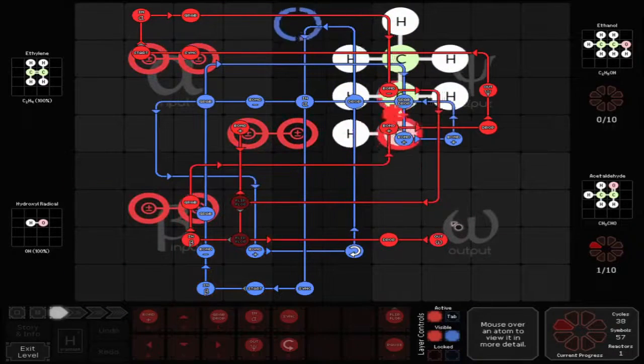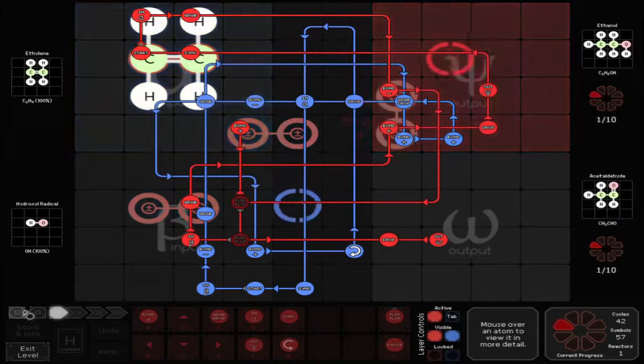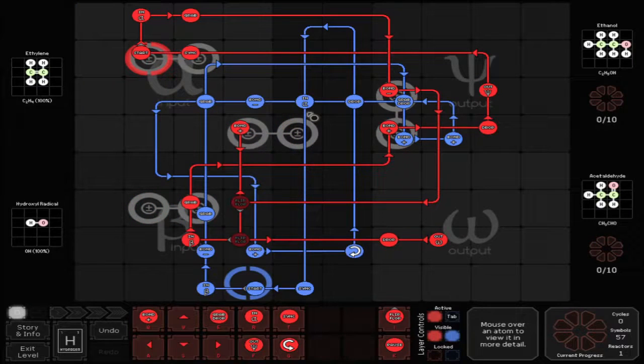Would you look at that? Oop. Okay, slight problem. Blue calls in another ethylene. Is there any way around that? I could do that.